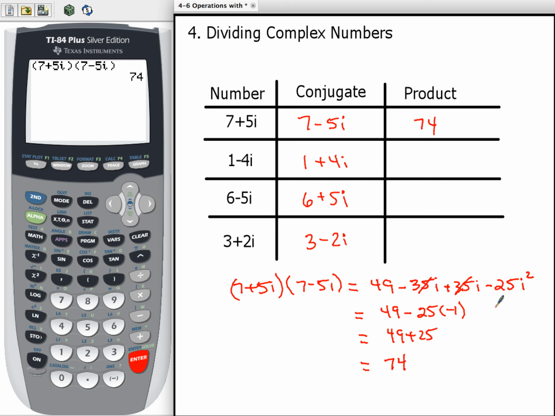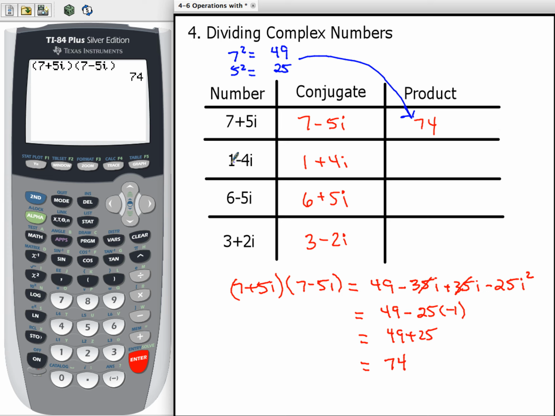Holy cow, check that out. That's pretty wild. Here's what I want you to kind of pay attention to. What's 7 squared? Well, that's 49. What's 5 squared? Well, that's 25. If I add up 49 and 25, what do I get? Holy cow, that's 74. Pretty cool.